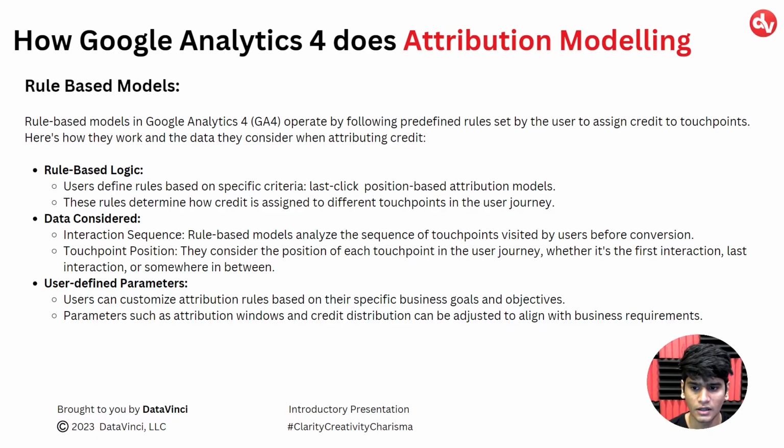Data consideration, interaction sequence. Rule-based model analyze the sequence of touchpoint visited by users before conversion. Touchpoint position. They consider the position of each touchpoint in user journey, whether it's first interaction, last interaction, or somewhere in between. User-defined parameters. Users can customize attribution rule based on the specific business goals and objective. Parameters such as attribution window and credit distribution can be adjusted to align with business requirements.